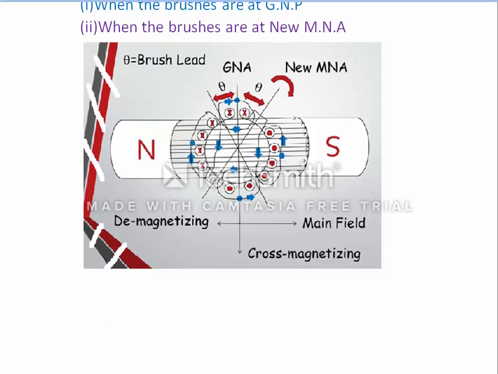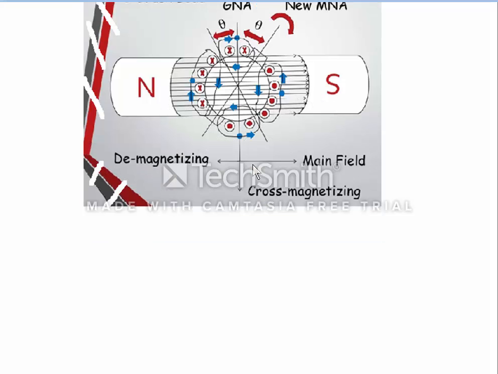When the brushes are at the new magnetic neutral plane, these conductors carry the current like this. Similarly, these conductors carry the current like this. These two conductors are responsible for producing the demagnetizing flux, whereas these conductors are responsible for producing the cross magnetizing flux. So there is this and this is this, and this is the main flux.